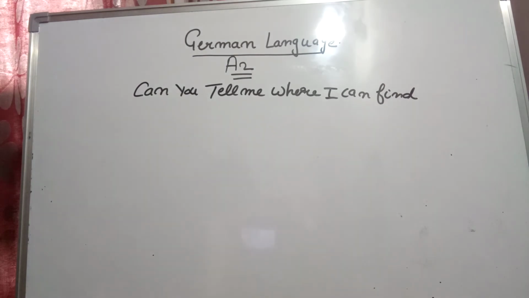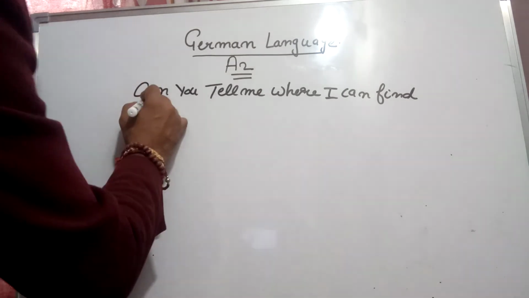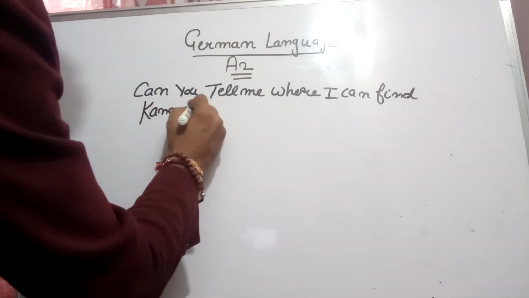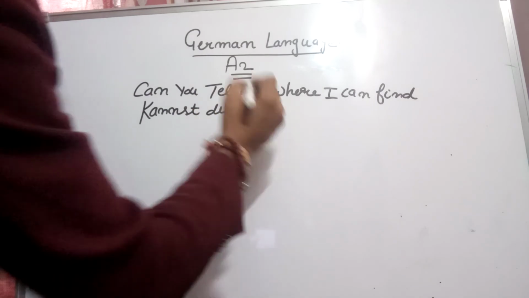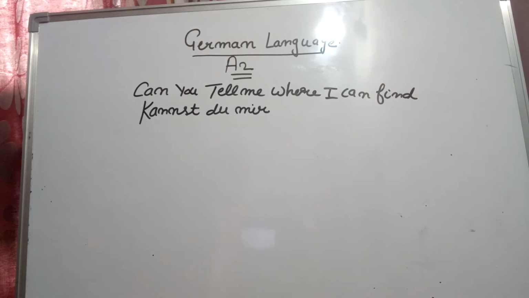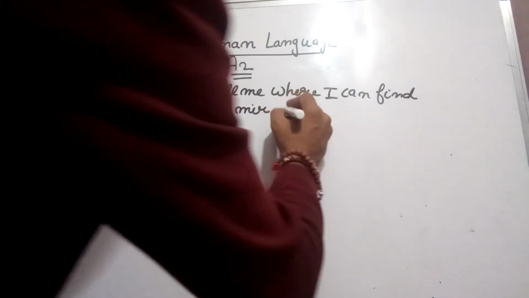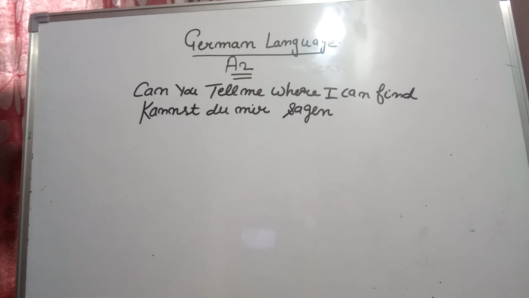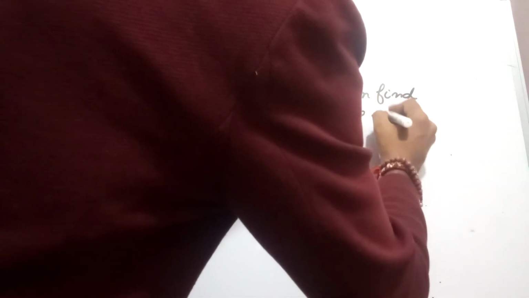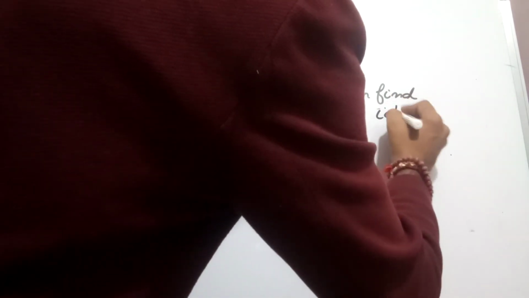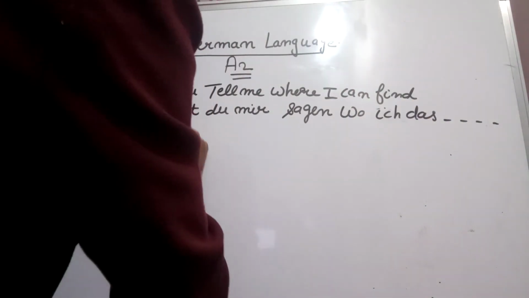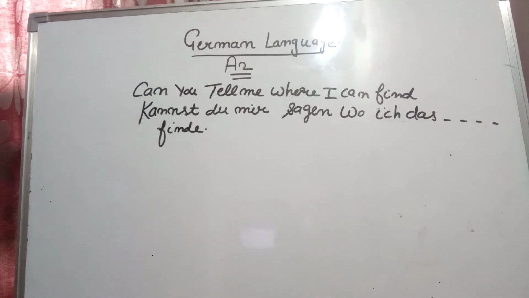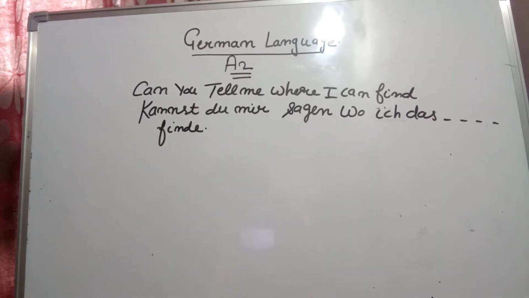If you will say, for example, can you tell me where I can find? Mehr ab das? Ich würde gerne. I would like. For example, these are phrases, like if you want to search for something and you will say, can you tell me where I can find? Can you? Kannst du mir? Can you tell me?